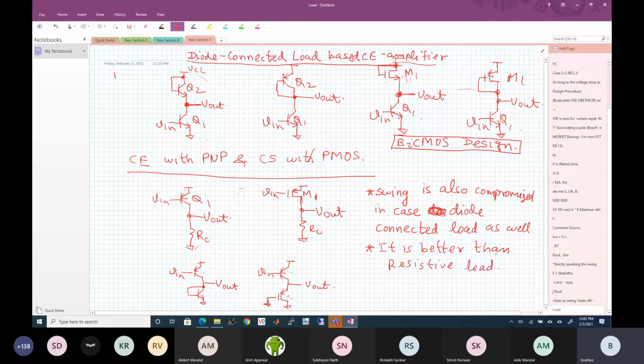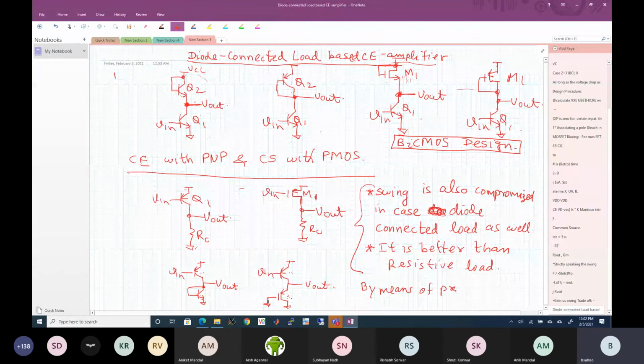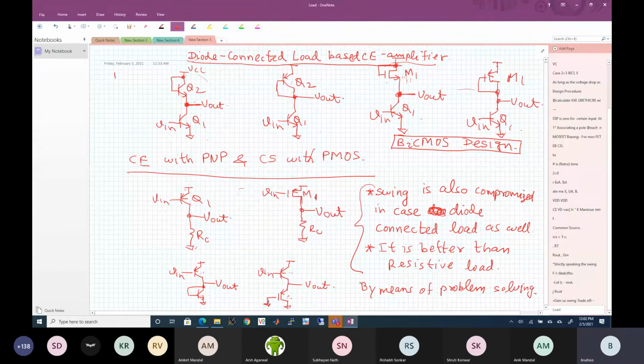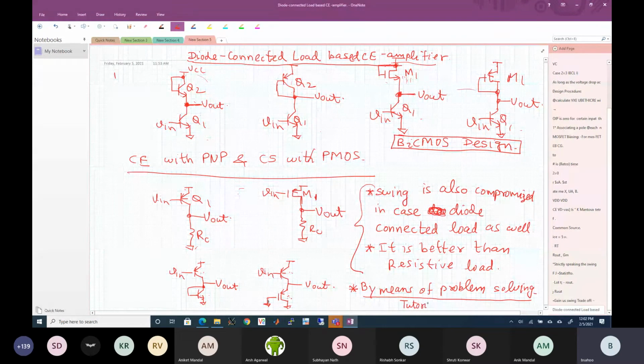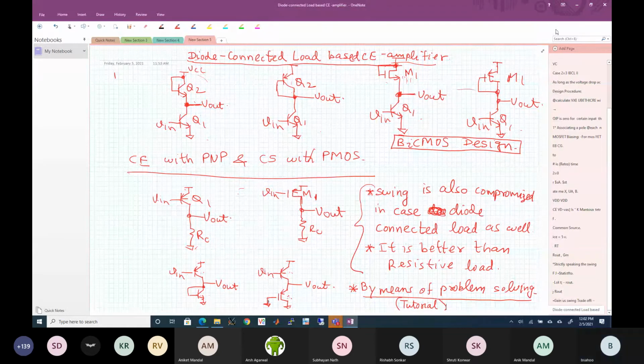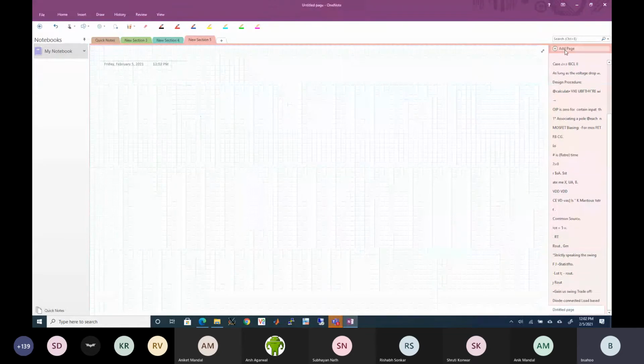Okay, one thing. So we will appreciate this by means of problem solving. Because if I start taking it in the class, I won't be able to finish the amplifier quickly. So we will be doing this in tutorial. Now, this is not good. Resistor was not good enough. Diode is not good enough. What is next?